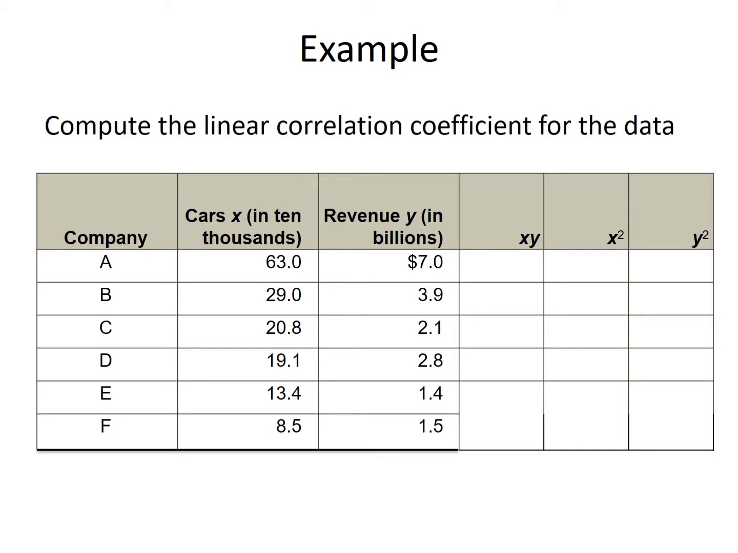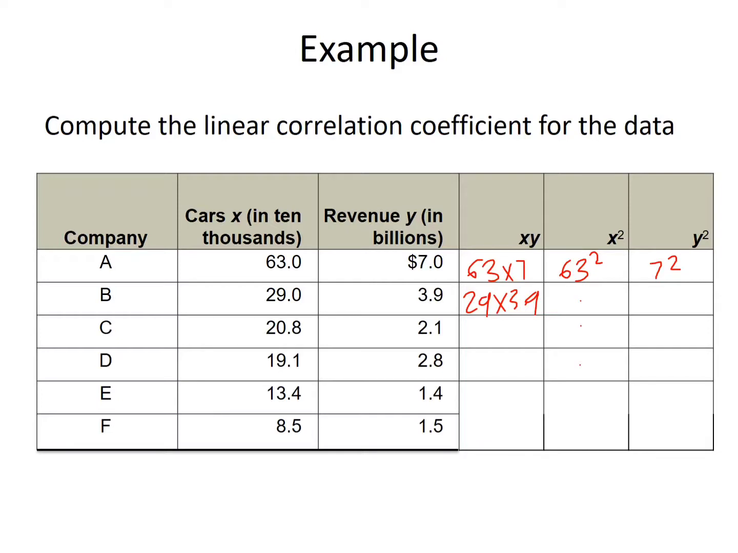So XY just means X times Y. X squared means every X I will square. So I'm gonna do 63 squared for the first box, 29 squared for the second box. So this is just 63 times 7, 29 times 3.9. This is 63 squared. This is 7 squared, and so on.